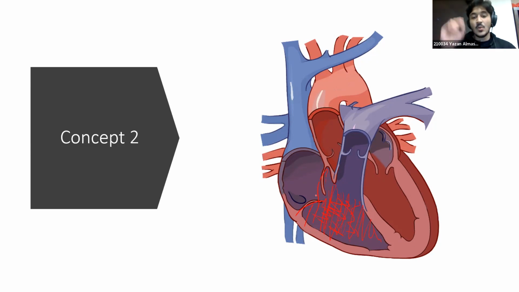We have 4 heart sounds. 2 are normal and 2 are abnormal. So what's the S1 heart sound? S1 heart sound is basically when the atrioventricular valve closes. Now, when we say atrioventricular valve, it means the valve between the atrium and the ventricle. So simply the mitral valve and the tricuspid valve. So when they close, they cause this sound. They don't produce it, they cause it.